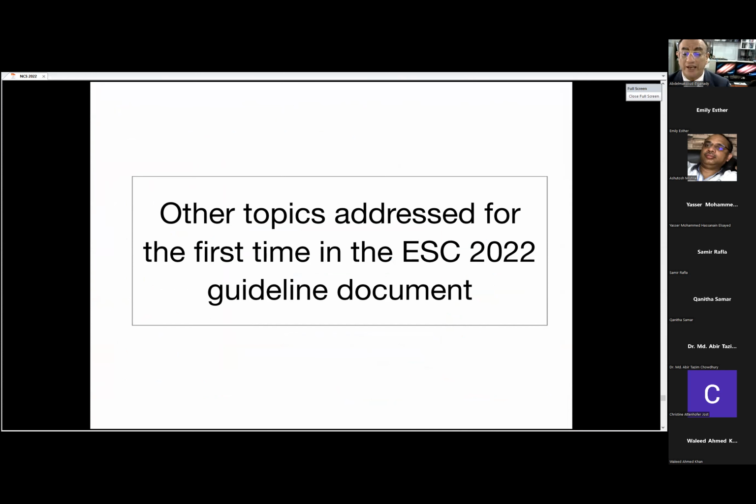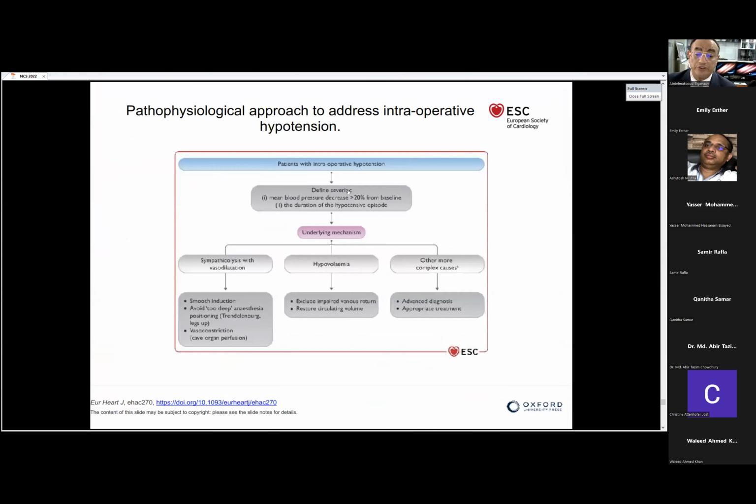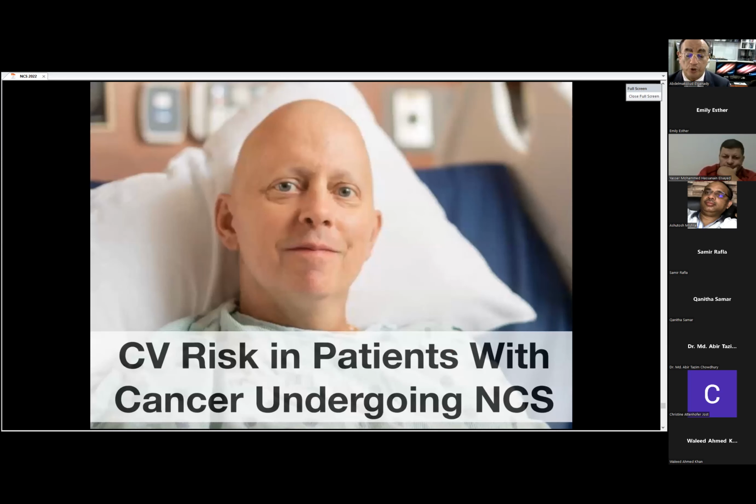Other topics addressed for the first time in the European Society of Cardiology Guideline 2020: hypotension. If any patient develops intraoperative hypotension, you have to differentiate between simple hypotension and circulatory failure secondary to bleeding. This is very important. The guideline recommends clear assessment of perfusion and differentiation between simple hypotension and acute circulatory failure secondary to bleeding during or post-procedure.